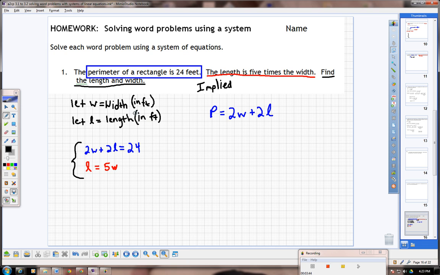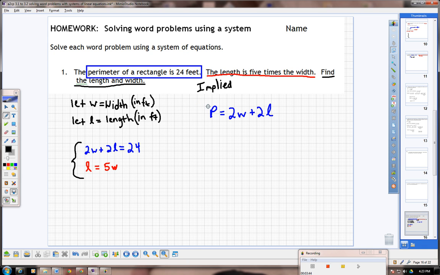All right? The implied knowledge here. So I talked about that given information and the implied. If you know the perimeter of a rectangle is 24 feet, then what you know is that twice the width plus twice the length is 24. That's the implied knowledge here. And if you do not get that implied knowledge, it makes for a very, very difficult problem. Actually, you'll probably just be very confused.